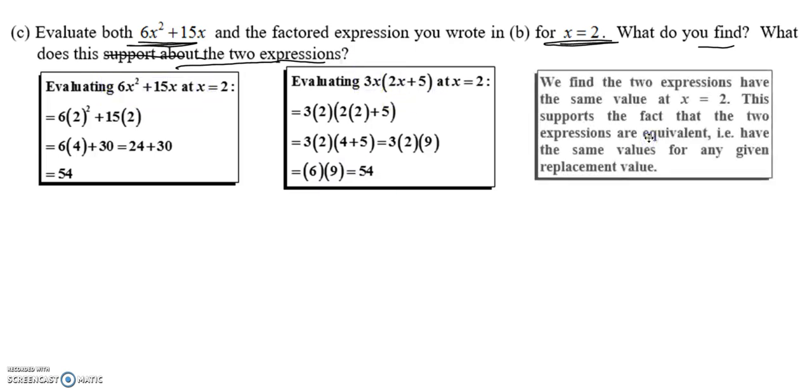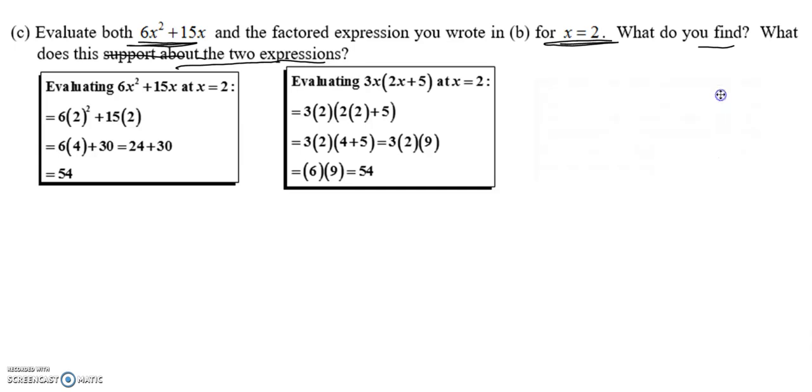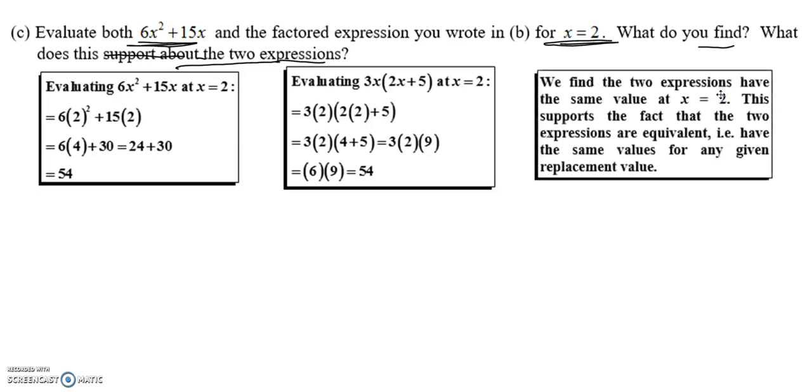And you can write something like this. You find the 2 expressions have the same value, x equals 2. This supports the fact that the 2 expressions are equivalent, have the same values for any given replacement value. All right, if you need to, hit pause and fill that stuff in.